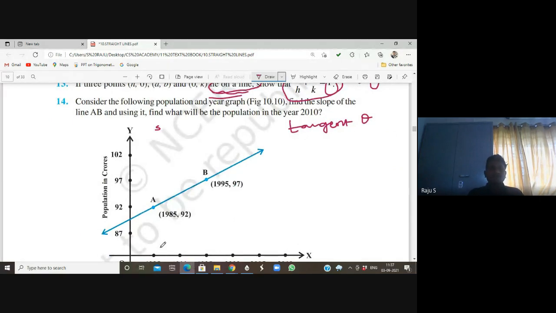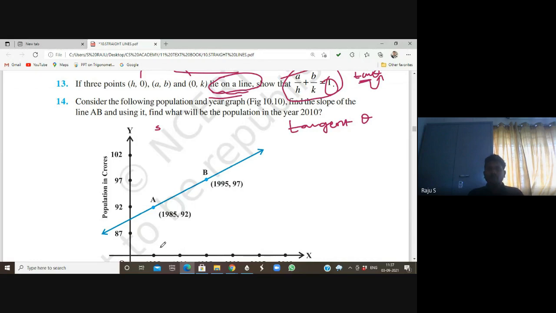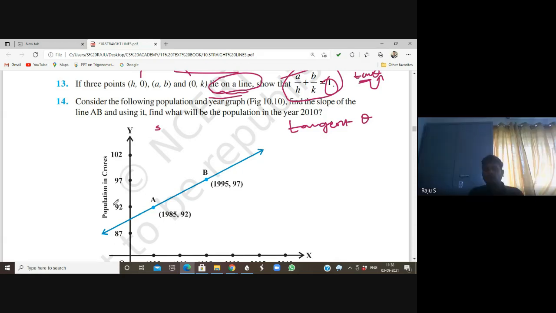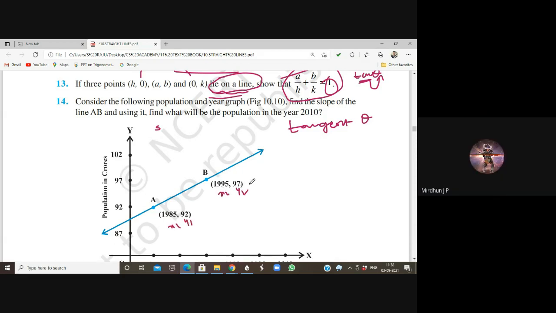What you observe, students, consider the following population and year graph. Slope is easy, sir. With that slope, we can equate and we can have the coordinates as 2010, y1, sir. So we can substitute, means we will get the answer. This is x1, y1. The slope we are getting as 1 by 2, sir. The slope of a straight line is constant, sir. So throughout the line the m value will be same, sir.